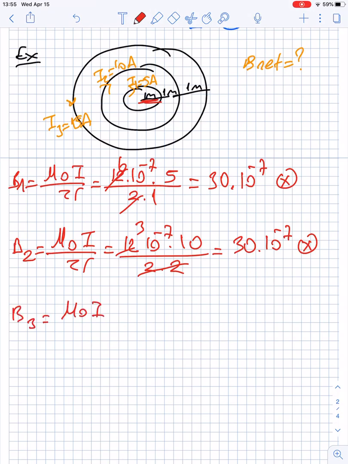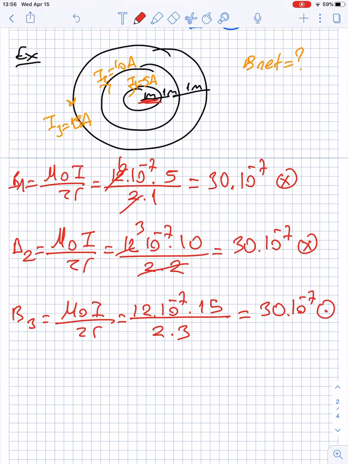B3, mu 0 I over 2R, same formula, and again 12 times 10 to the minus 7, and my current for the third circular loop is 15 over 2 times, and the radius is 3 meters. After calculating, my result is 30 times 10 to the minus 7, but the direction is out of the page.